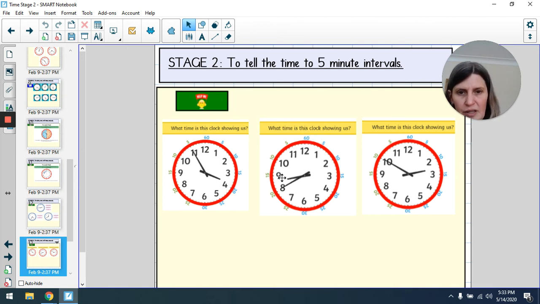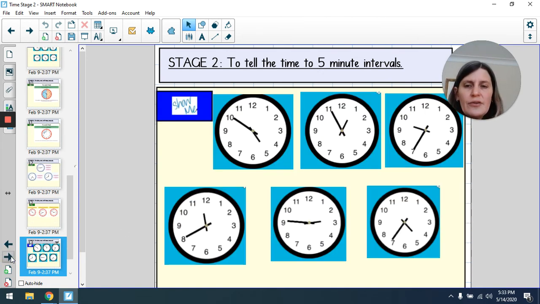It's going to be 9 o'clock. Go to the top, count in 5-minute jumps, 5, 10, 15, 20. It's 20 minutes to 9. It's going to be 3 o'clock. Go up to the top, count in 5-minute jumps, 5, 10. It's 10 minutes to 3 o'clock.